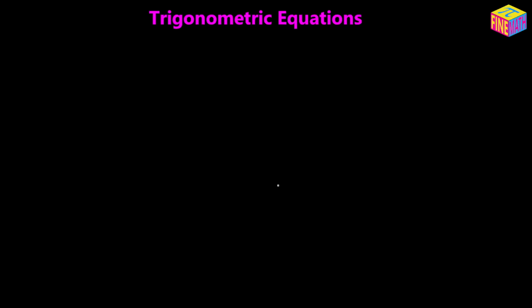Hi everyone. In this video, we are going to solve a few more trigonometric equations. First, we are going to begin with this equation, sine of 5x plus sine of 3x equals 0. To solve this type of trigonometric equation, we have to somehow factor the expression on the left hand side. Now, how can we factor it?